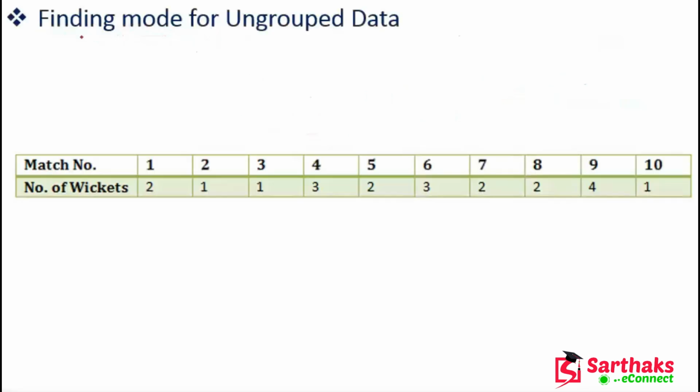Let's move on to the next topic, which is finding the mode for ungrouped data. We know that ungrouped data are data which are not grouped, not organized. Now we have to find the mode for that ungrouped data. For example, let's suppose we have a table with matches 1 to 10, and the number of wickets in each match: in the first match there are 2 wickets, in the second match 1 wicket, in the third match 1, and similarly like this.